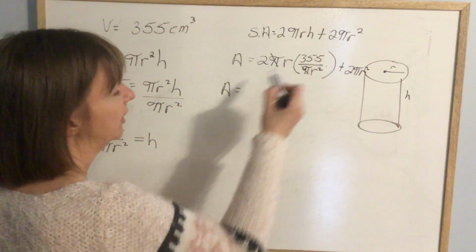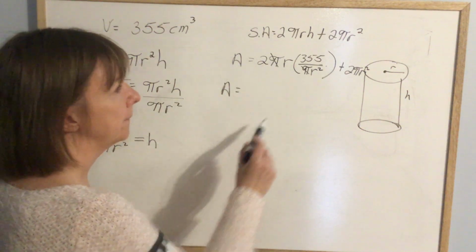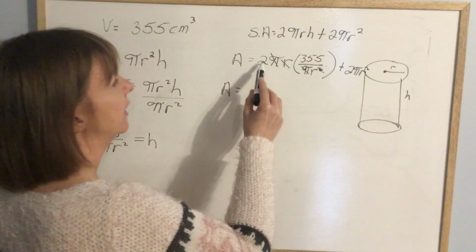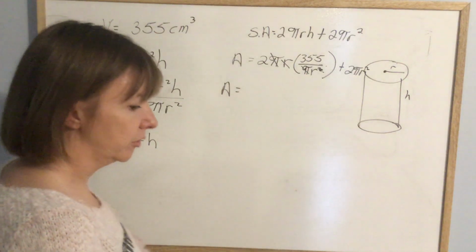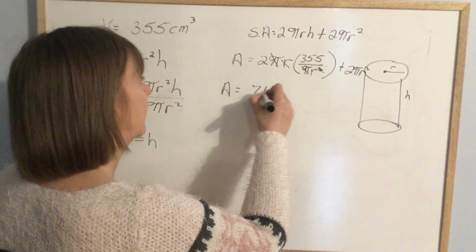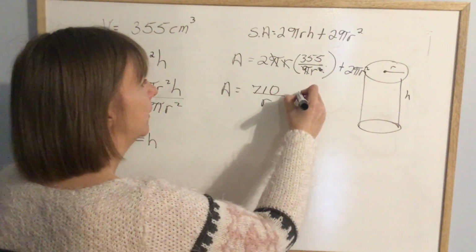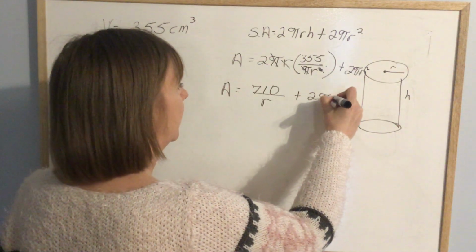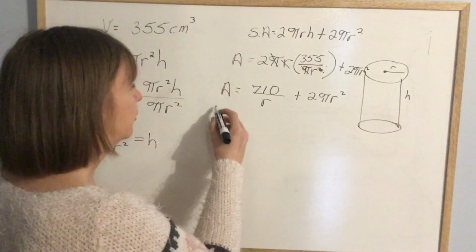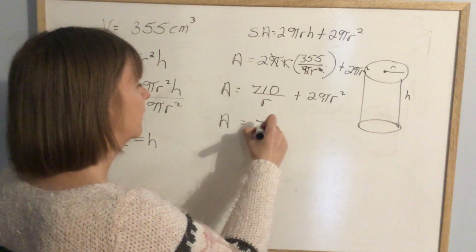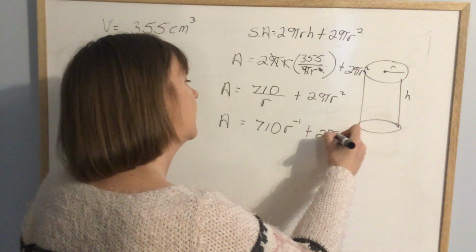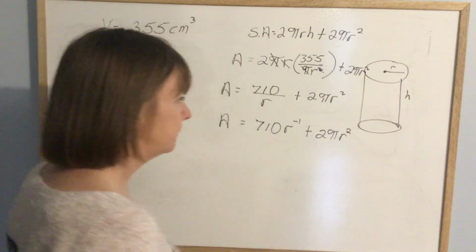This pi will actually cancel that pi because I have one on top and one on the bottom. This r will actually cancel one of these r's. And I have 2 times 355, which is going to be 710 over r plus 2 pi r squared. Now again, I don't like that there's a fraction there, so I'm just going to write it as 710 r to the negative 1 plus 2 pi r squared.